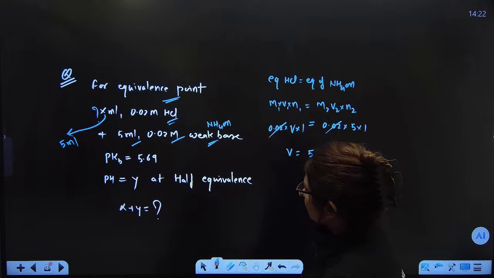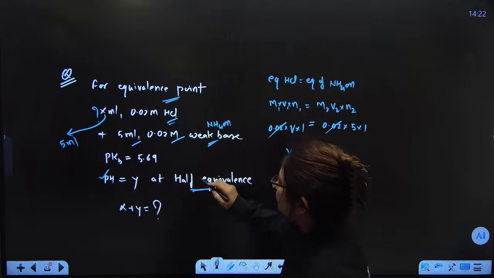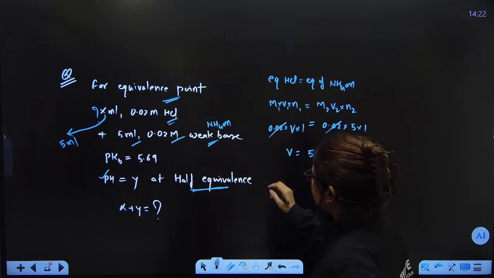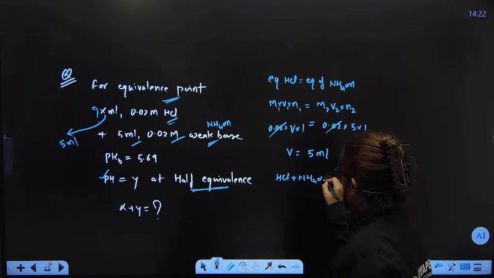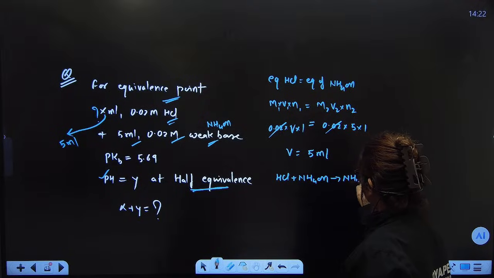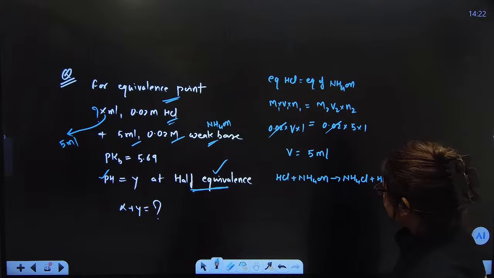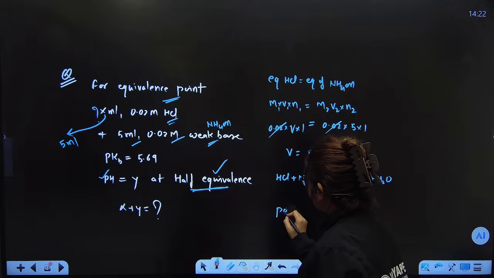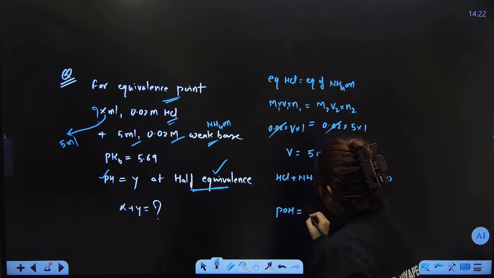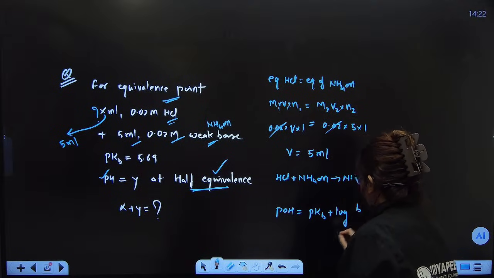Now they are asking what pH is Y at the half equivalence. When you are treating HCl with NH4OH, I just assume this NH4OH will give us the salt and water. But since they are saying it's a half equivalence, it means 100% neutralization is not done. It means it's a buffer solution. For a buffer solution, it's a basic buffer, weak base and its salt. So for a basic buffer, pOH equals pKb plus log of salt by base.